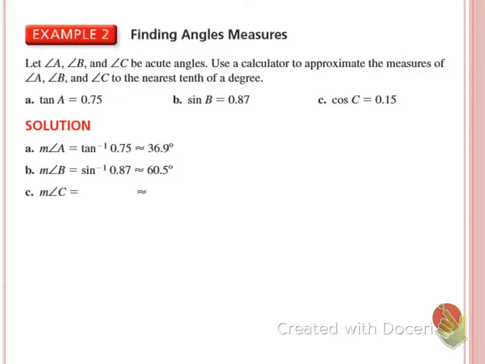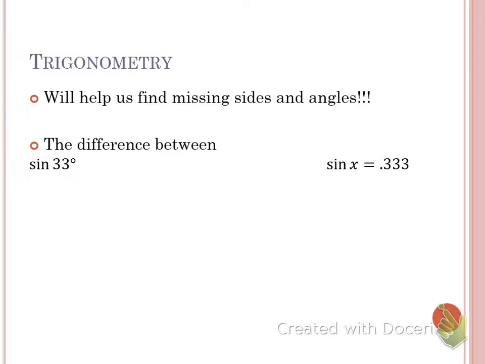And then we have cosine of C equals 0.15. So shift cosine of 0.15. And what do we get? 81.4. Good. Is everyone okay with finding angles using the inverse? Okay. So, you need to know the difference between these two.